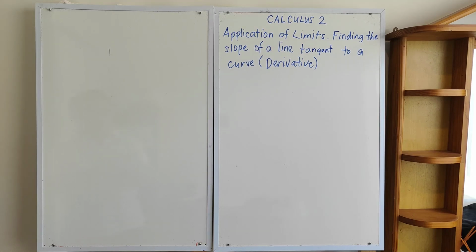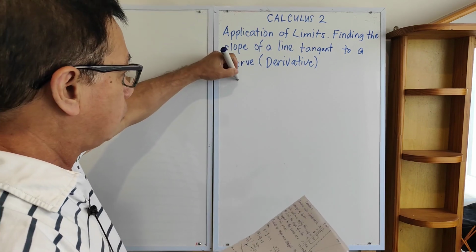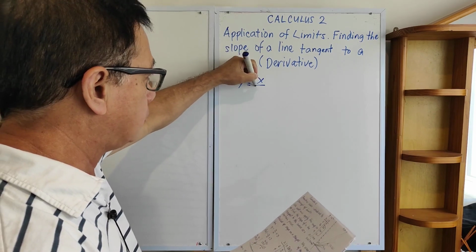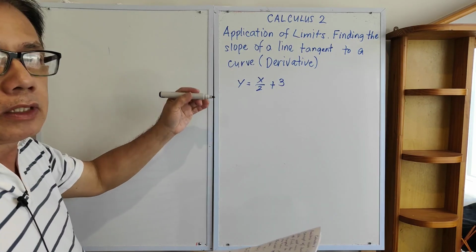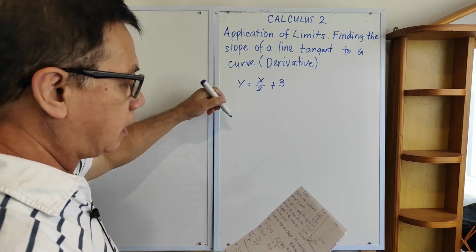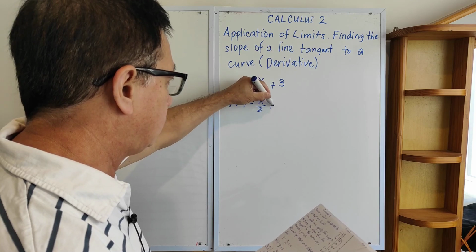In my previous video, I introduced the concept of limits. We will now apply this concept to find the slope of a line tangent to the curve at a certain point. So let's first review the slope of a straight line. For example, we have y is equal to x over 2 plus 3. And as with the new protocol, instead of y, we will be using the function of x is equal to x over 2 plus 3.